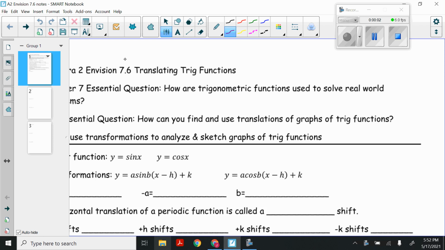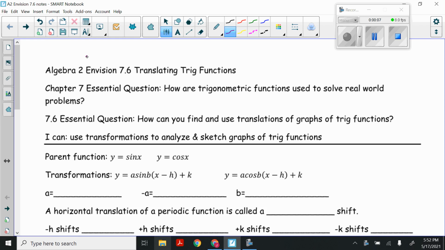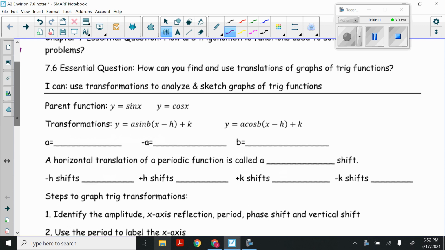Today in Algebra 2, we're going to look at our last section, 7.6, translating the trig functions. So we'll first look at our basic parent functions, y equals the sine of x and y equals the cosine of x. Our transformations: y equals a times the sine of b, parentheses x minus h, plus k, and y equals a times the cosine of b times x minus h, all of that plus k.